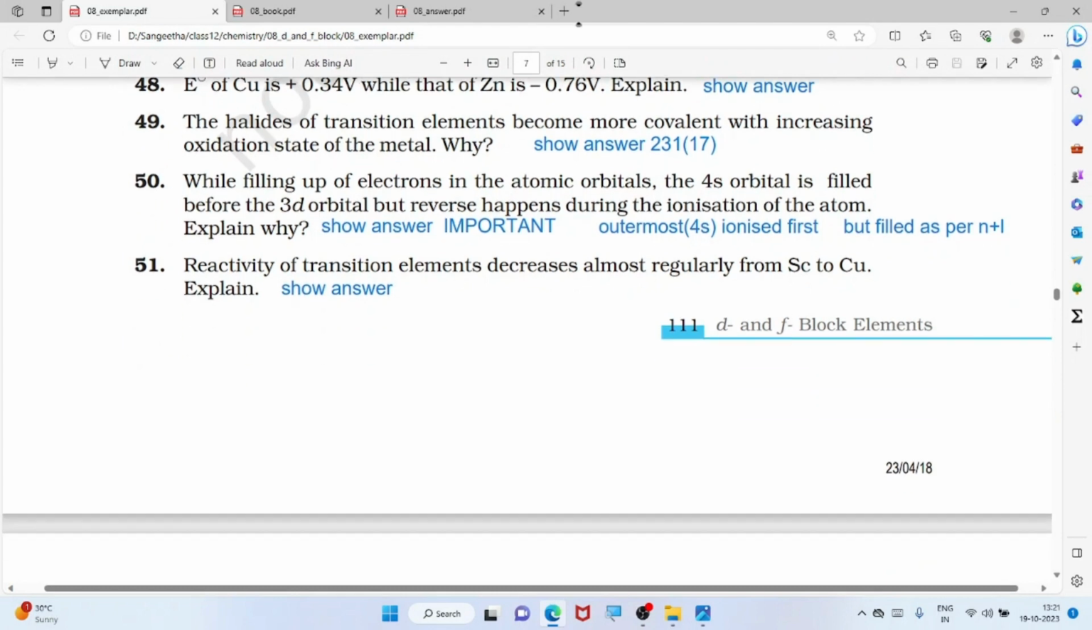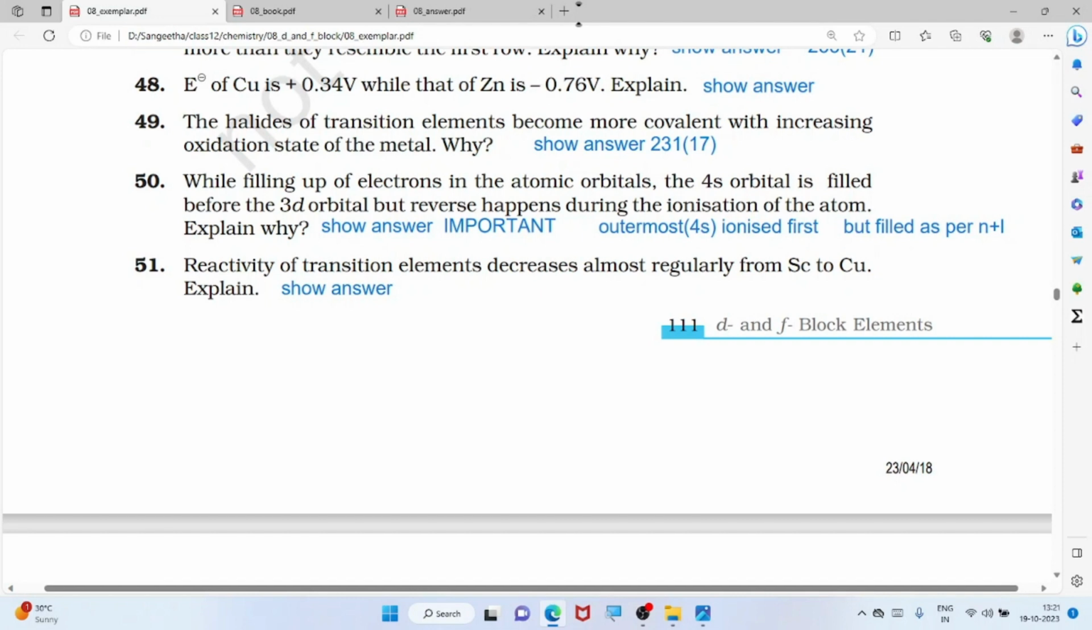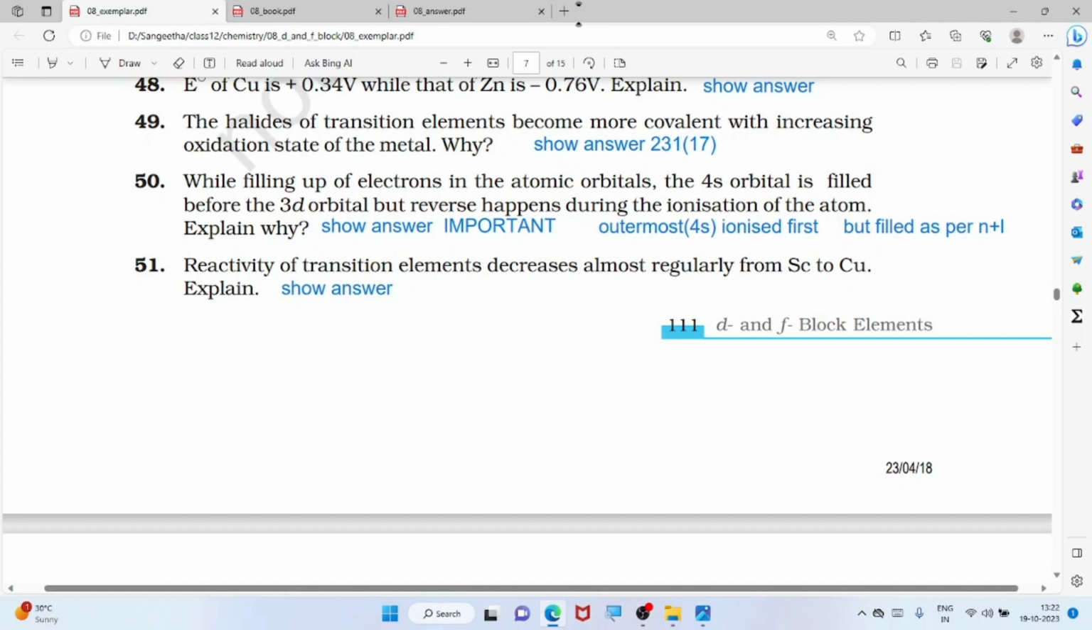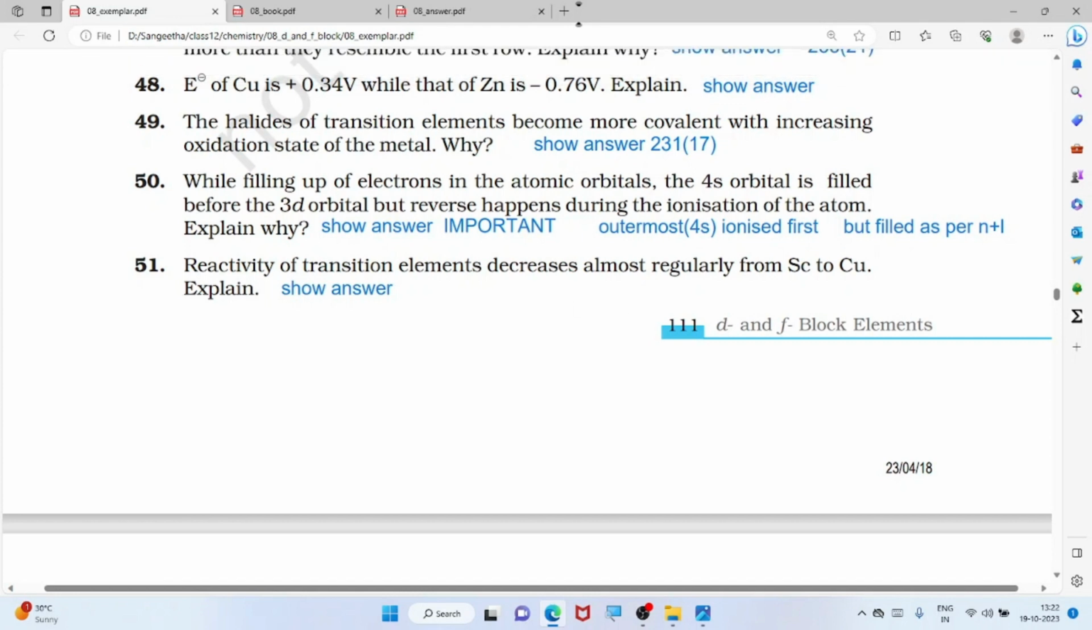While filling up the electrons in the atomic orbitals, the 4s orbital is filled before the 3d orbital because of the n plus l rule, but the reverse happens during the ionization of the atom. Explain why. During ionization, 3d first, then 4s next, but while filling, 4s first, then 3d. Okay. Why? Filled as per the n plus l rule, principal quantum number plus azimuthal quantum number, but in ionization the 4s will be ionized first.